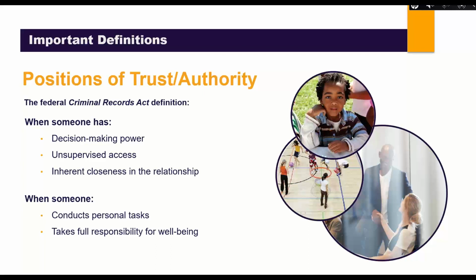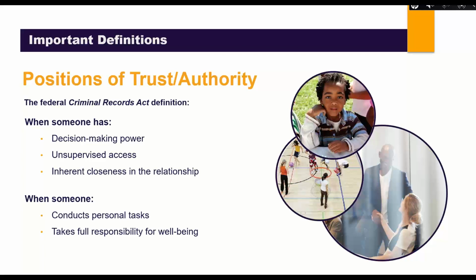And the third thing to consider is inherent closeness in their relationship with a vulnerable person. So that's something like a big brother or big sister mentor, where there's a lot of personal sharing going on, a lot of self-disclosures, things like that. That has an inherent closeness in the relationship.